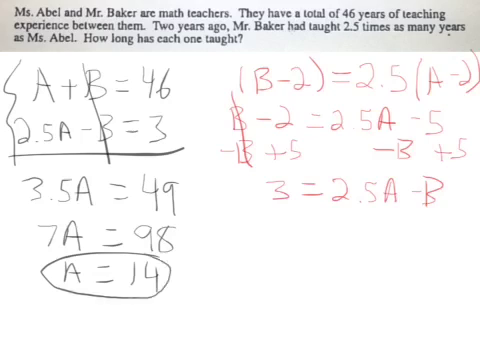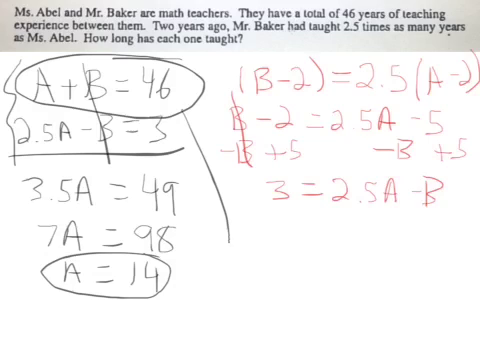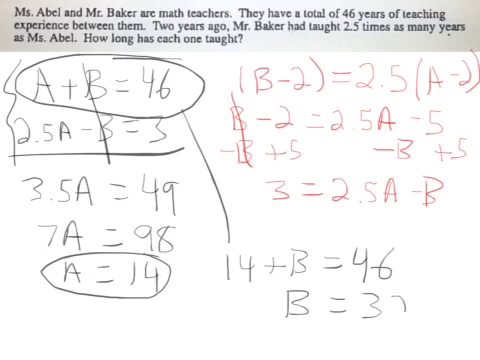I need to also find the number of years that Mr. Baker has taught. Now let's take a look at the first equation right here where it says a plus b equals 46. So if a is 14, we're trying to find b and combine them to equal 46. I just subtract 14 from both sides. I'm going to get b would equal 32. So I found Abel's years and Baker's years. It's going to be 14 and 32.